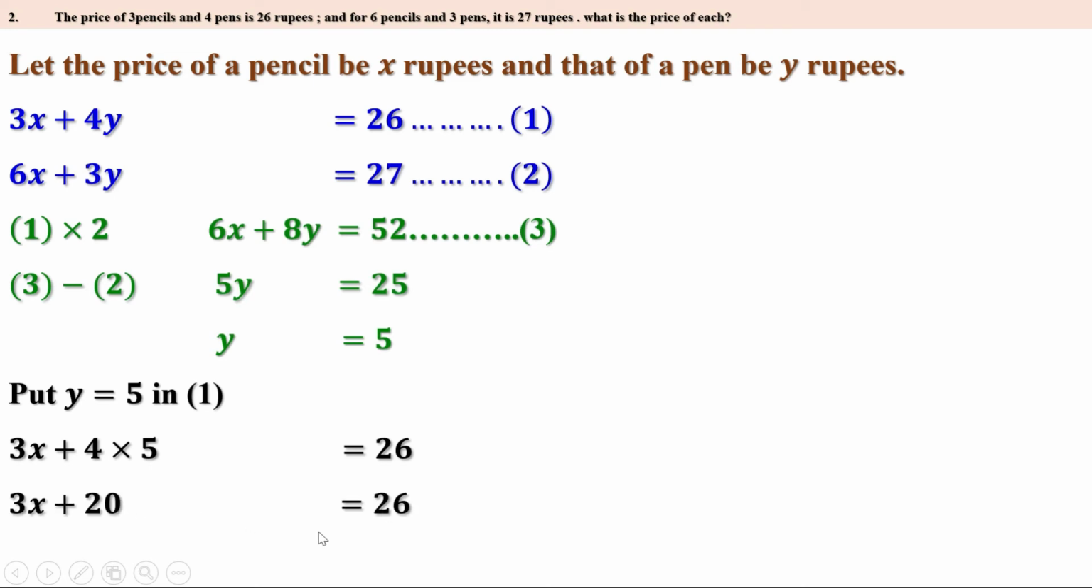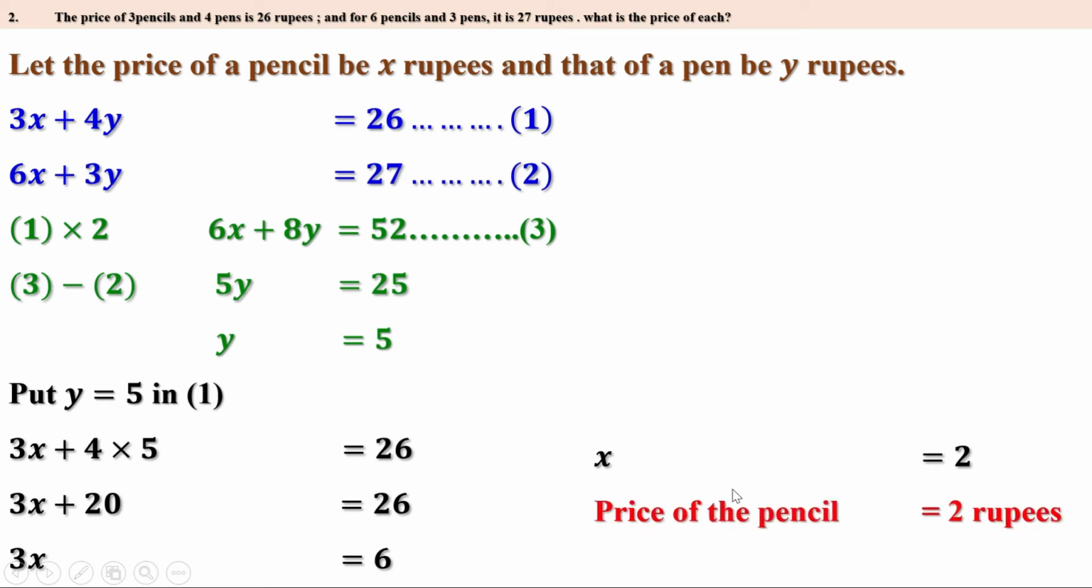Therefore 3x equal to 26 minus 20 or 6. Therefore x equal to 6 by 3 or 2. X is 2 means the price of the pencil is 2 rupees. Y is 5 means the price of the pen is 5 rupees.